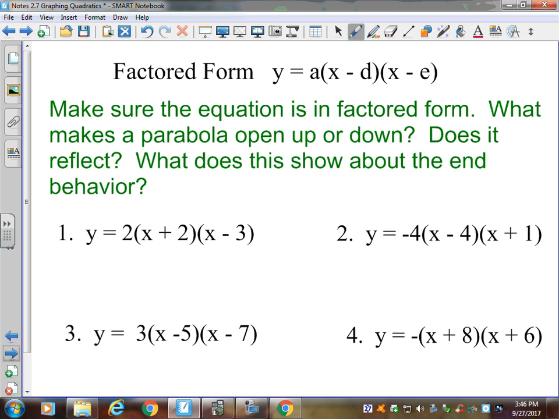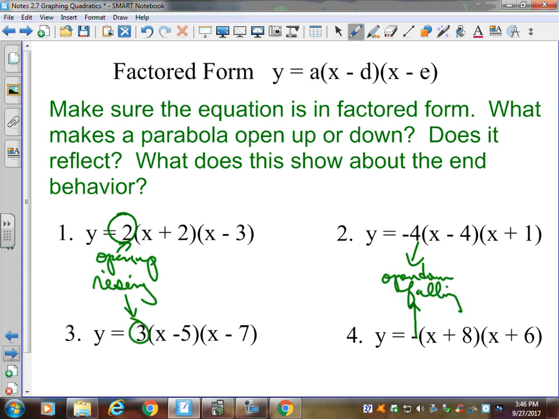Now if you did that correctly, you'll notice that 1 and 3 both rose and 2 and 4 both fall. So it's this number in front still. It's that number that represents A. The very first number in your problem always tells you about that. That this is opening up. So it's rising. And so is this one. And this one over here, this -4 and this -1 shows it's opening down and falling.